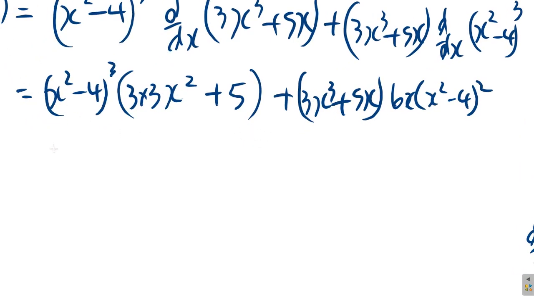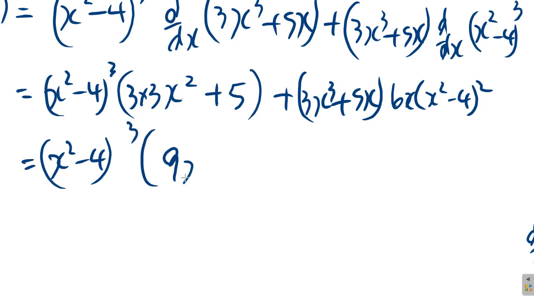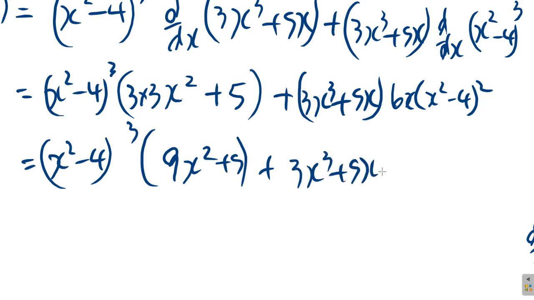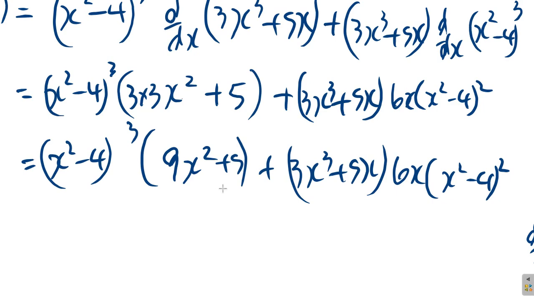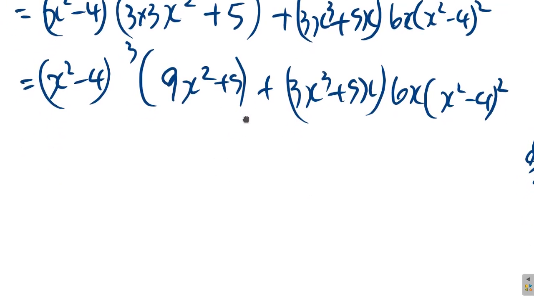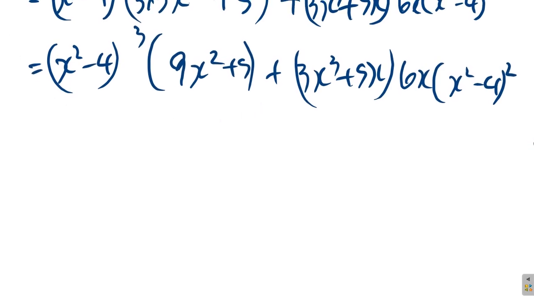So we could simplify this a bit. It's (x squared minus 4) cubed times (9x squared plus 5) plus (3x cubed plus 5x) times 6x (x squared minus 4) squared. Now, if you want, you could do some amount of factorization, but this is the answer, you know. You could kind of clean it up a bit and so on and so forth. You could have (x squared minus 4) squared outside the bracket.